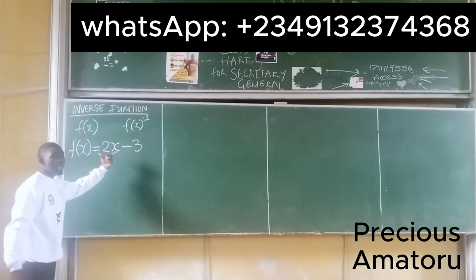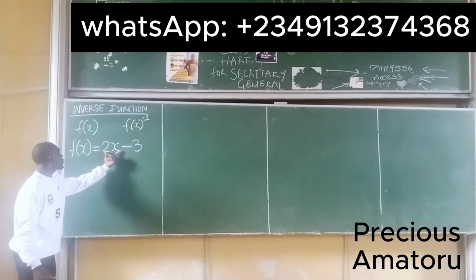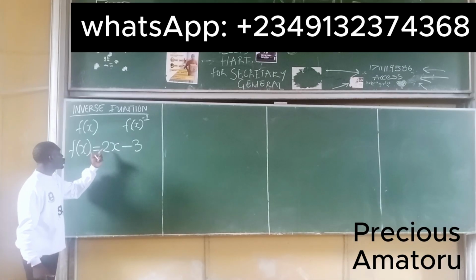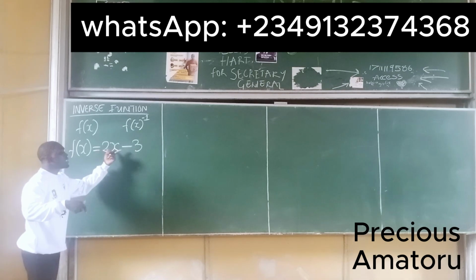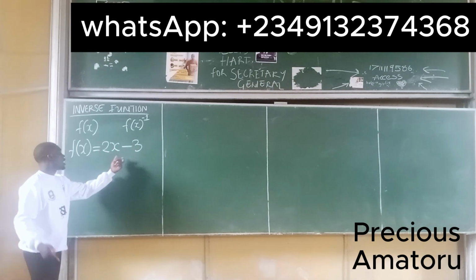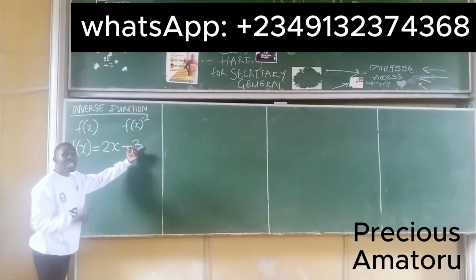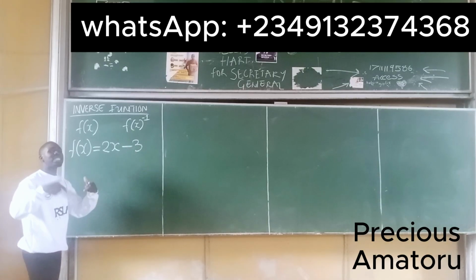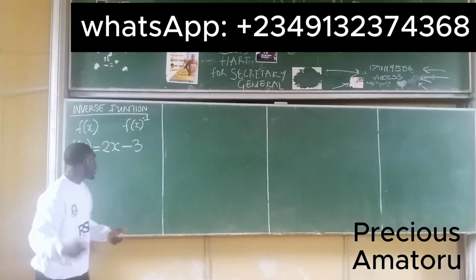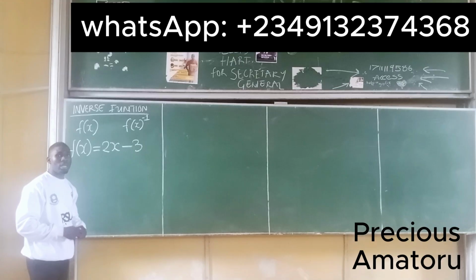So look at this expression. If we have 2 multiplying this, the inverse of it will be that it is being divided by 2. If we have minus 3, that is deducting 3, the inverse of it will be that we are adding 3. So let's see how mathematically we can do this to get the inverse of it.